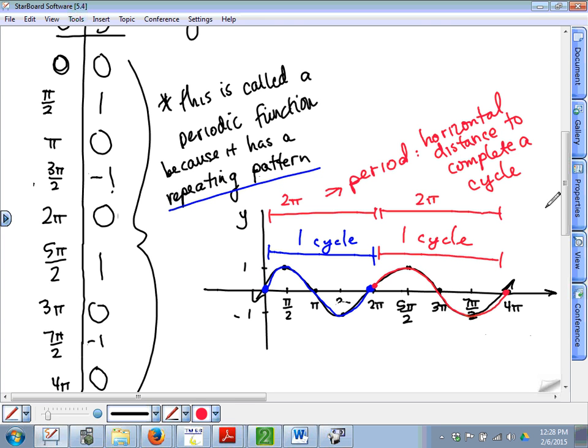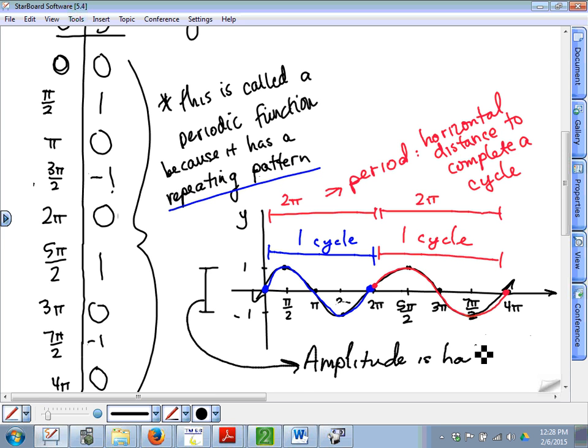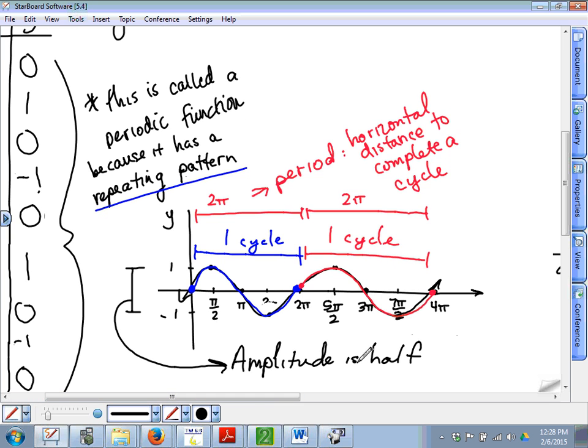Okay. There's also another measurement we have to take here. So I want you to identify this on your graph. The distance between the highest and the lowest point. Okay. So the highest point is 1, the lowest point is? Negative 1. What's the distance between that? 2. Okay. There's something called an amplitude. The amplitude is half. You guys need to write this down carefully. The amplitude is half the distance between the highest and lowest point.